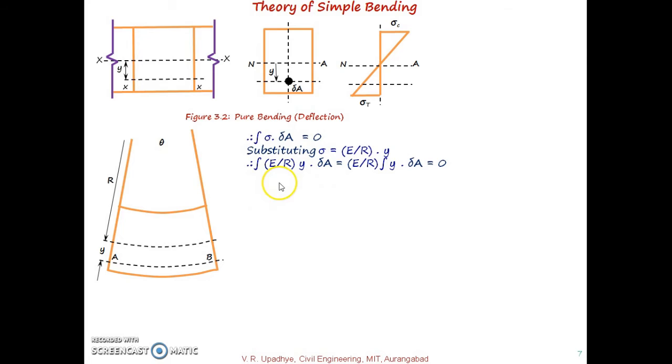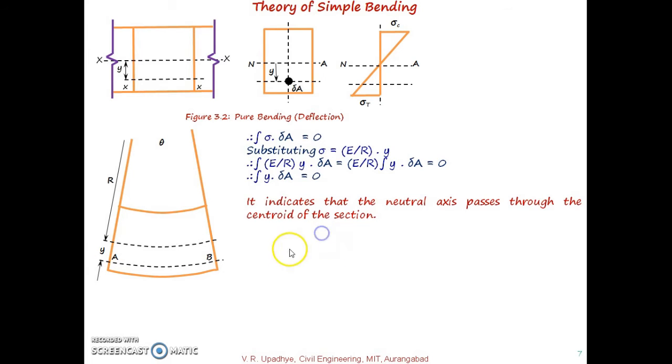So out of that, this E and R are constants. So if we take them out, E divided by R integral y delta A must be equal to 0. So if this is the case, then integral y delta A must be equal to 0. So it indicates that the neutral axis passes through the centroid of the section. So centroid is nothing but the neutral axis for the case of the theory of simple bending.